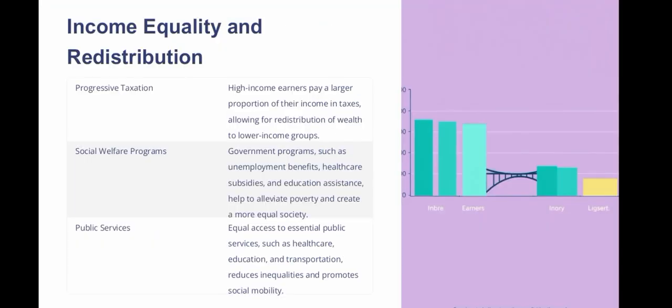Then next one is production and distribution. The government directs the production of goods and services and plans their distribution throughout the country.